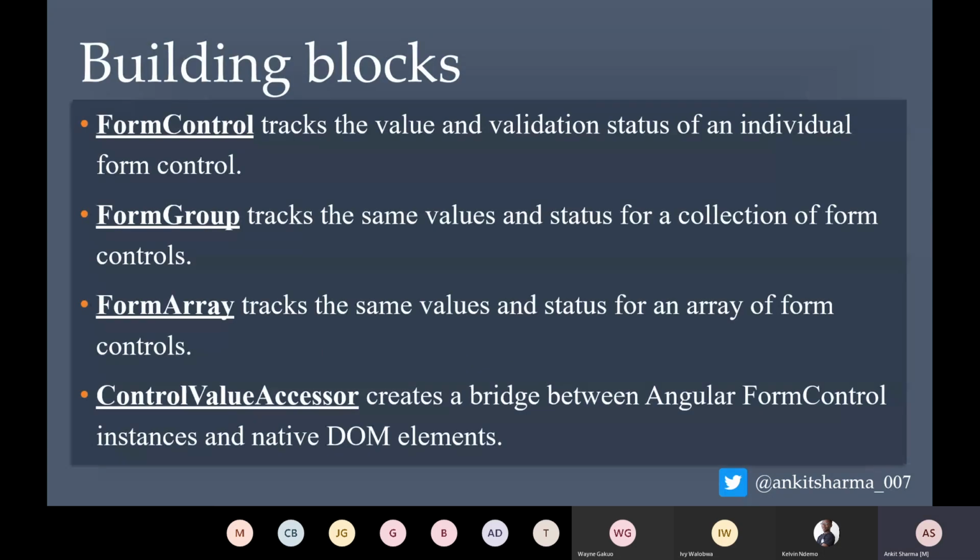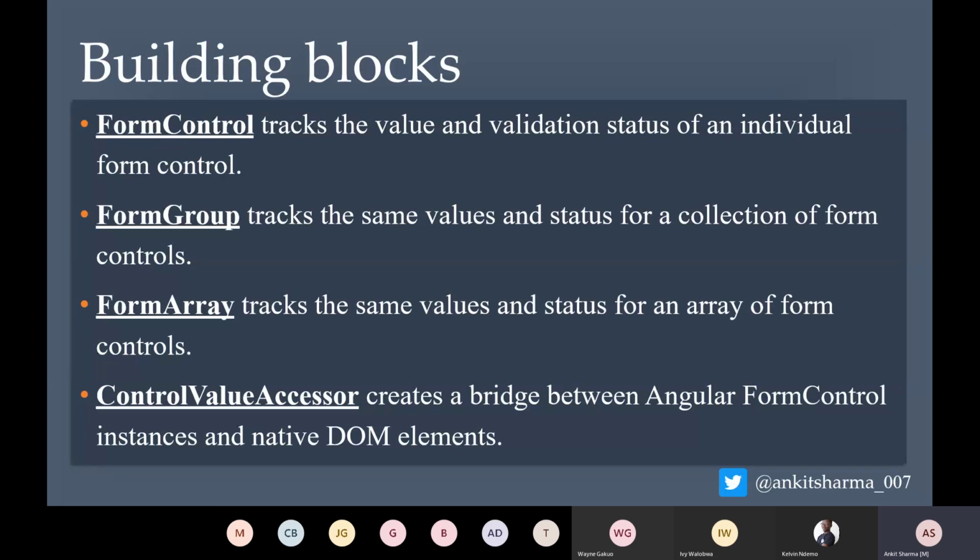Here we are seeing the building blocks of a form, so how the form is built in Angular. These controls are provided by the Angular framework. First of them is FormControl. It is used to track the value and validation status of any individual form control. Inside the form, we have multiple kinds of controls, for example text box, select field, drop down list, radio button. Those are called form controls.